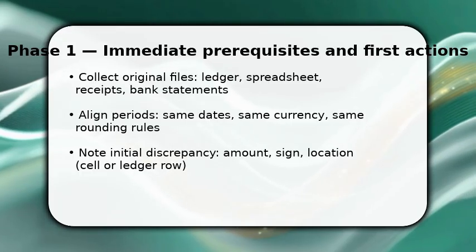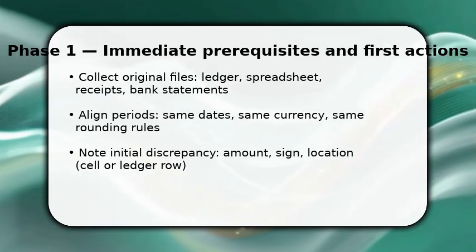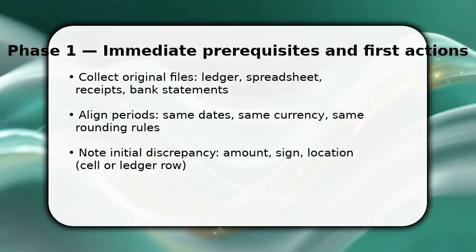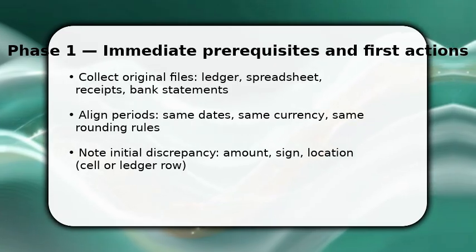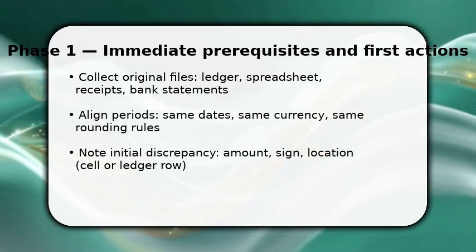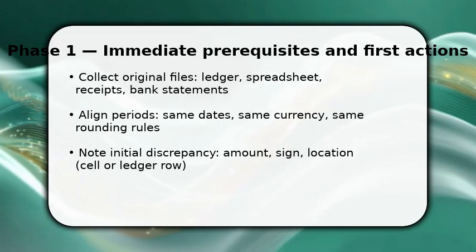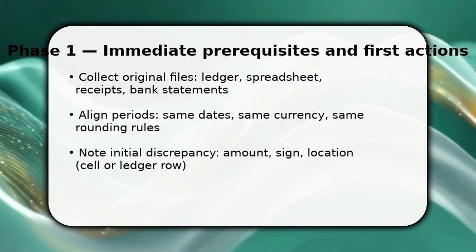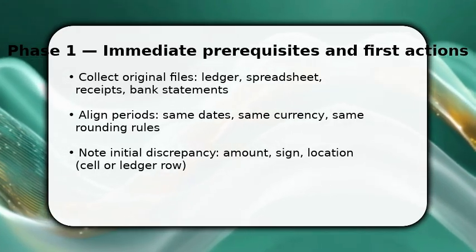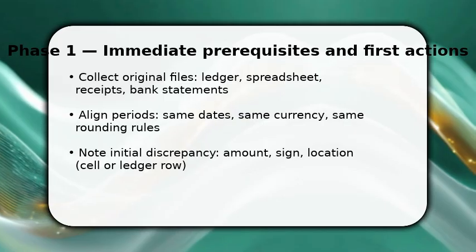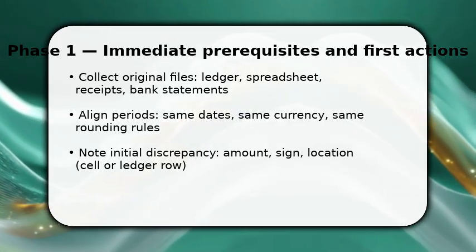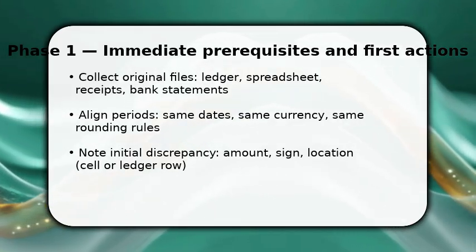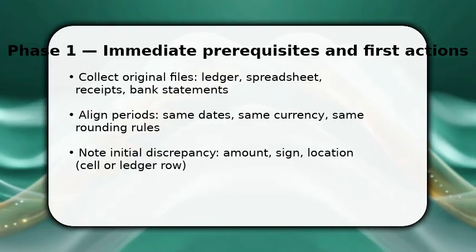You start by collecting the primary records now: ledger, spreadsheet, receipt scans, and bank statements. Once done, align the reporting period, currency, and rounding so you compare apples to apples. You should identify the first mismatched line or cell, note its amount and whether it's a debit or credit, and mark the source file. This immediate comparison prevents chasing ghosts. It narrows your focus to the exact item that caused numbers to diverge.